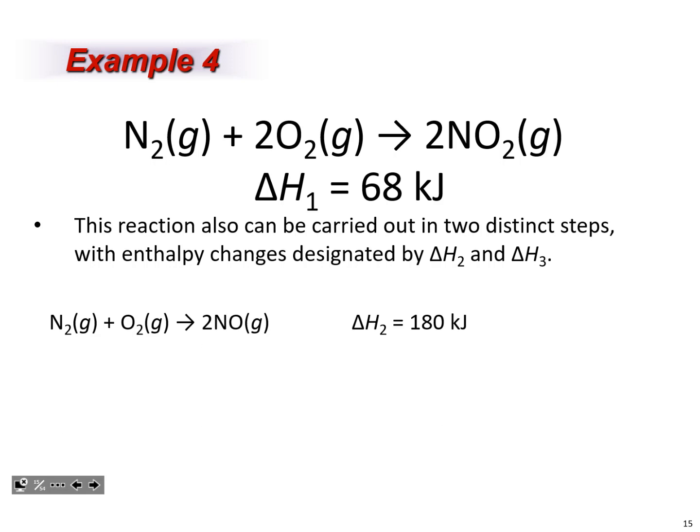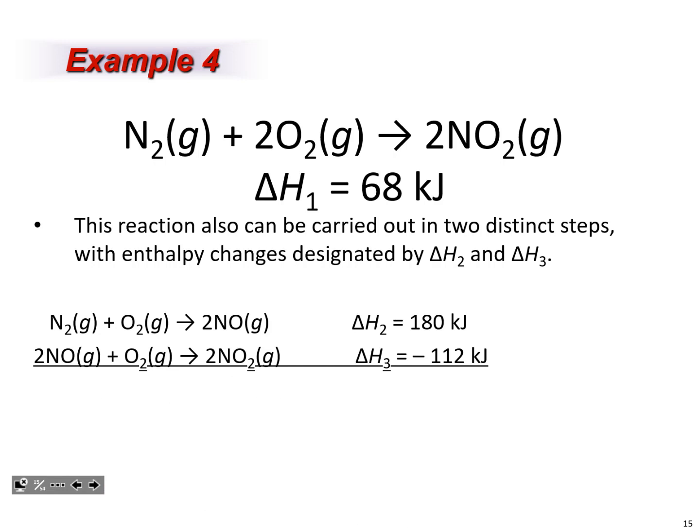Two steps here though, we have nitrogen plus oxygen gives us nitrogen monoxide. It has its own delta H. Nitrogen monoxide plus oxygen gives us nitrogen dioxide. The first step, as you can see, is endothermic. The second step is exothermic. We can add the two together. They're already set up to cancel, which is nice. Like so. And then all you would do to figure out the overall delta H is add them together. So 180 plus a negative 112 is still going to give you that 68. So one step or two steps, doesn't matter.